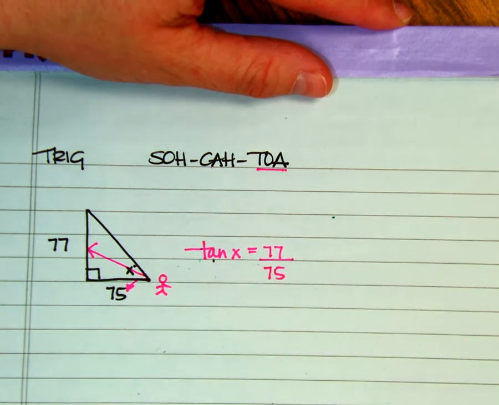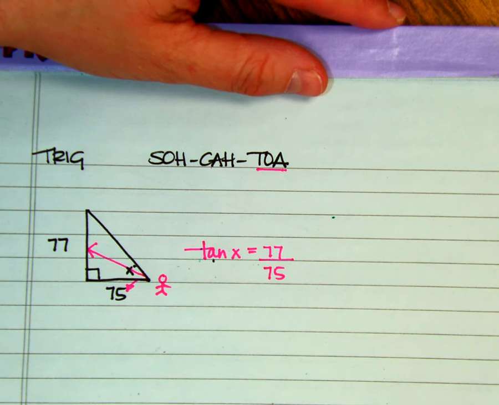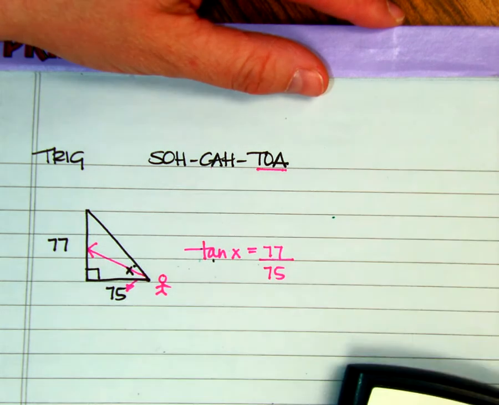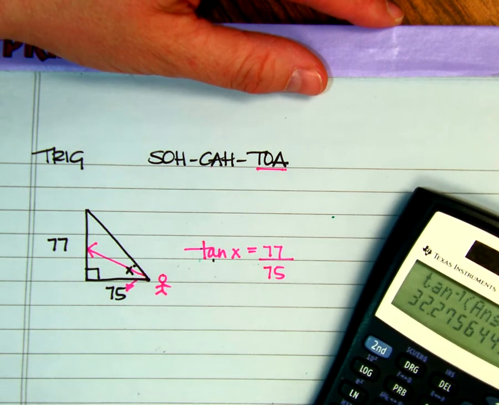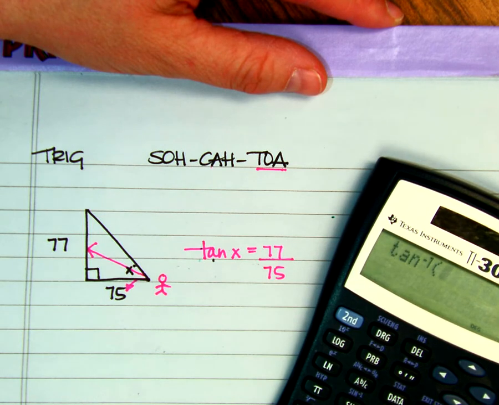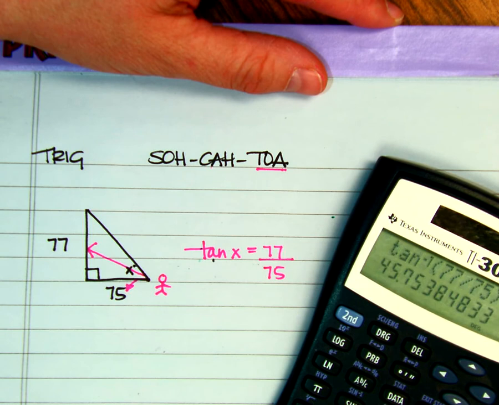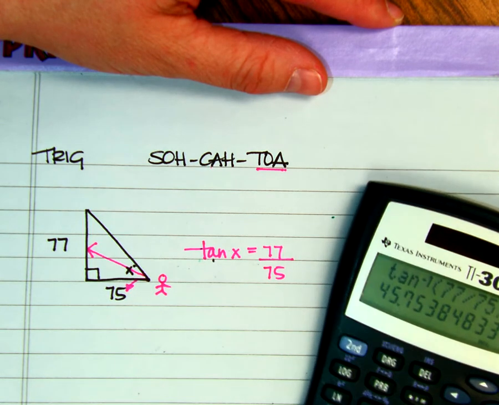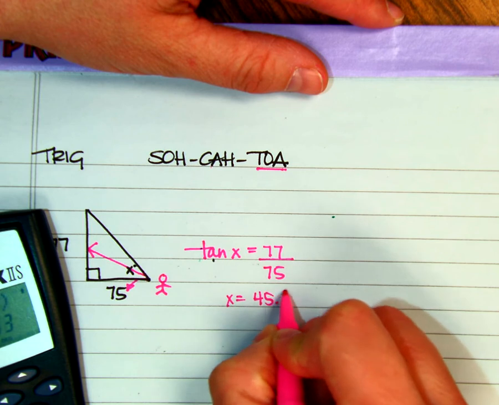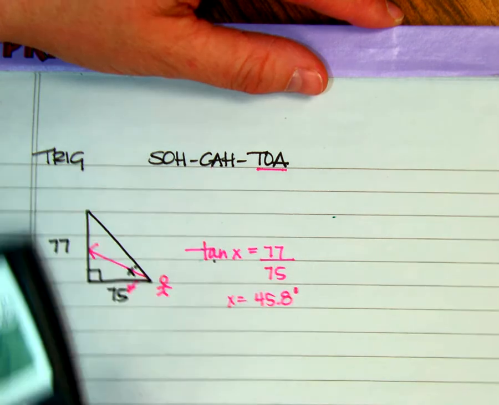Put that in my calculator. Let me grab one that you guys are familiar with. So because I'm looking for the angle, I'm going to use the inverse tangent, 77 divided by 75, and hit enter. So that gives me about 45.8. So x equals about 45.8 degrees.